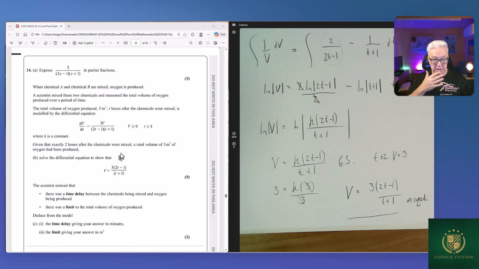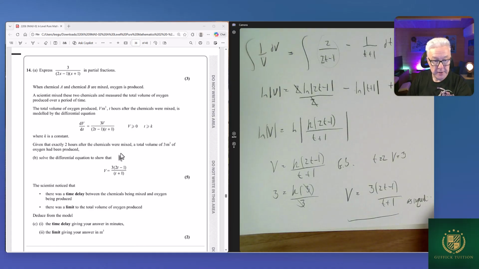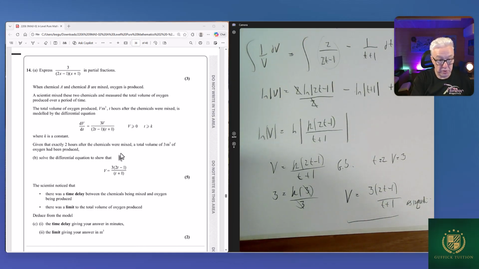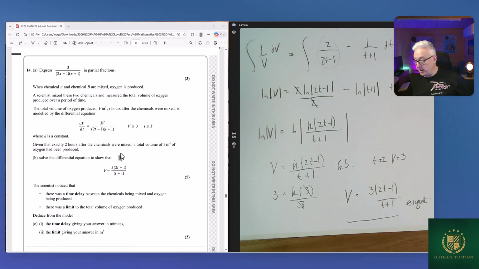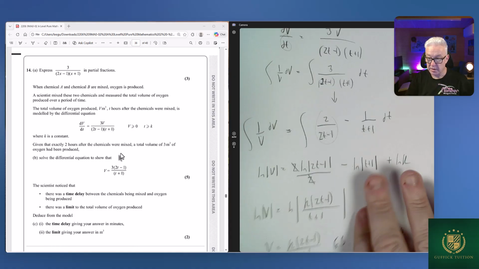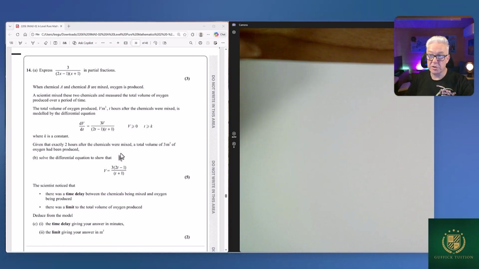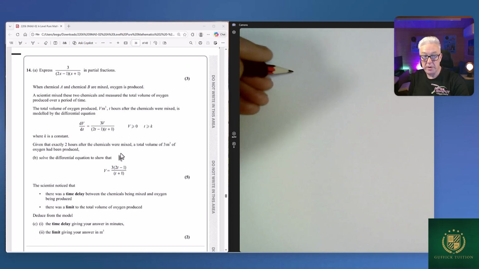The scientists noticed that there was a time delay between the chemicals being mixed and the oxygen being produced. And there was also a limit to the amount of oxygen that was produced. Okay, deduce from the model the time delay. Well, let's think about it. Initially, if there's no oxygen being produced, the volume of the oxygen would be 0. So what we're saying is that this v is going to equal 0.